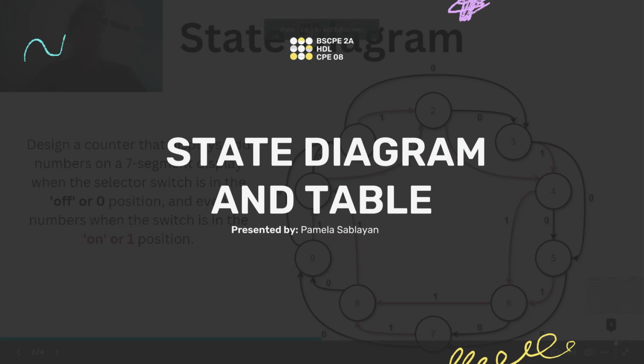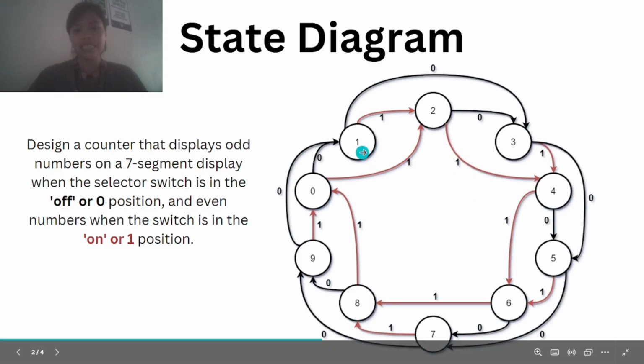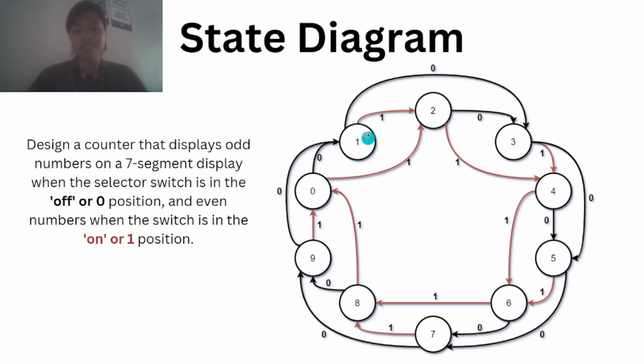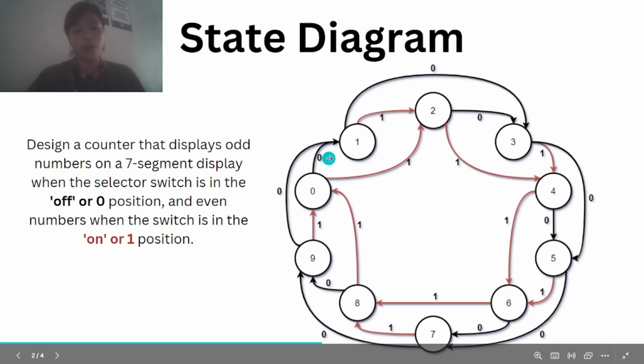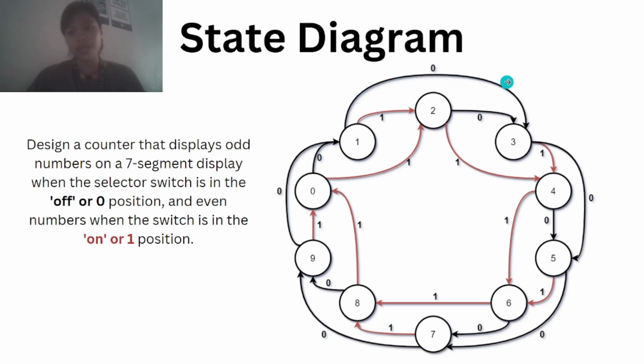As we can see here in our state diagram, this circle represents the states, while the arrows that have a 1 value represent the on switch, and the arrows that have a 0 value represent the off switch. When we turn off the switch, it will display the odd numbers, and when we turn on the switch, it will display the even numbers.